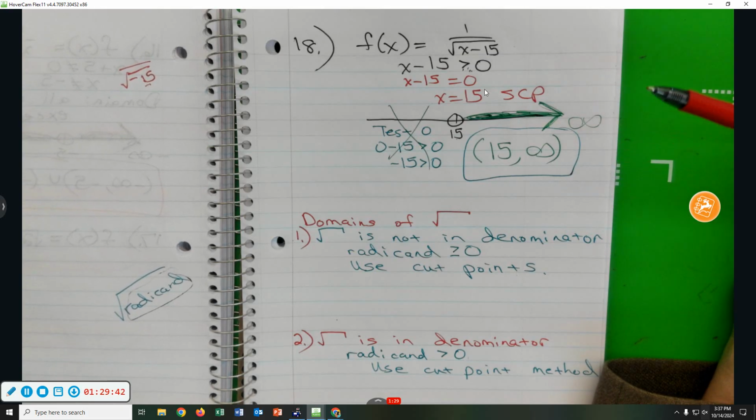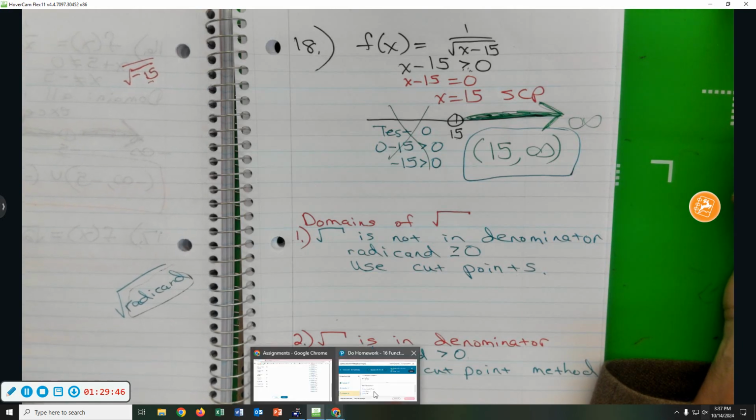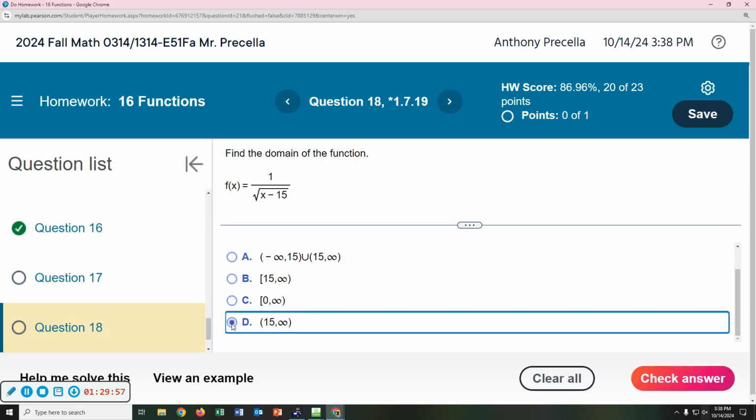Right. So this is number 18. And is it multiple choice? Let's see. It is. Yeah. Oh, wow. Look at B and D. They're tricky. Which one am I going to use? D. You see, this says including 15.